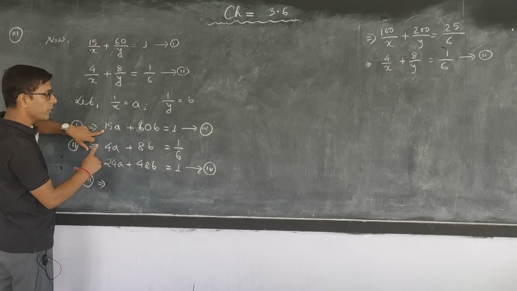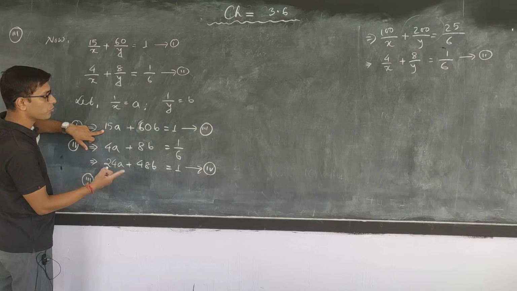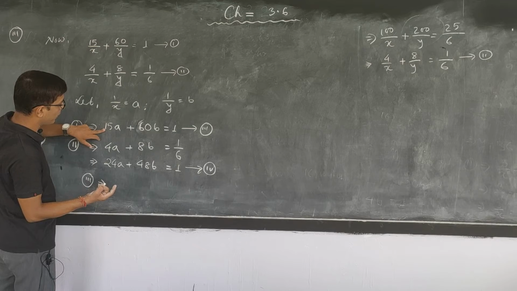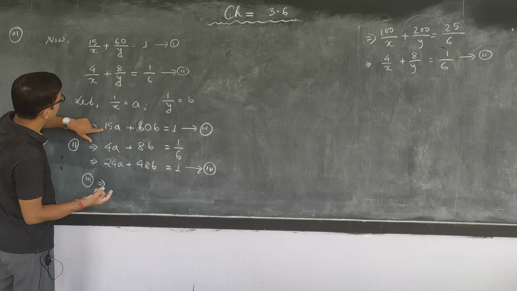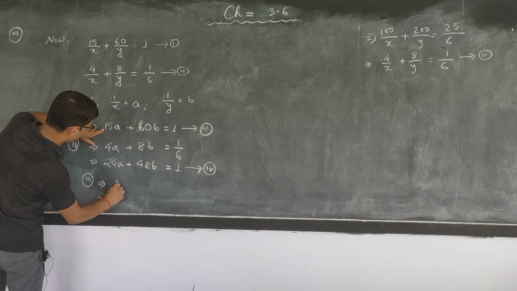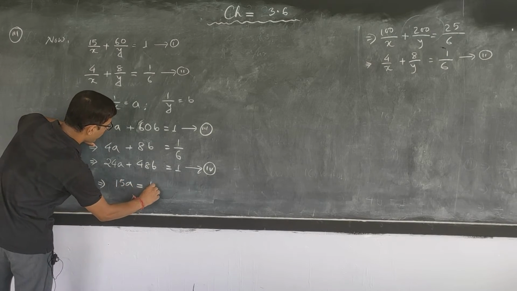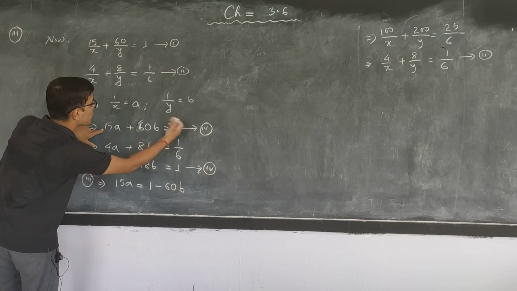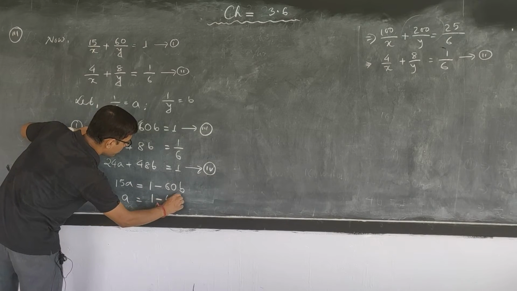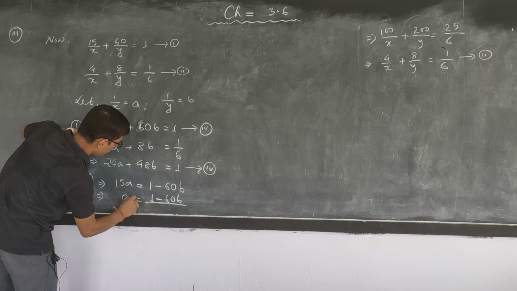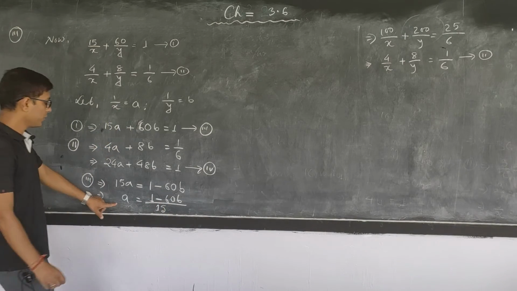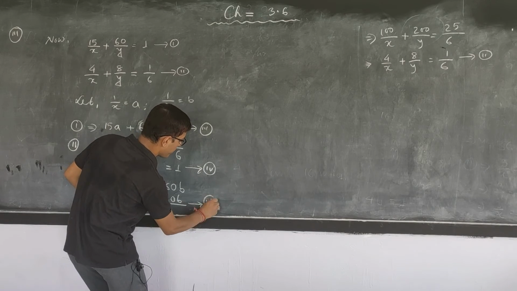You can use any method, cross multiplication, substitution, elimination, any method you can use to solve these two equations, to get the value of a and b, and finally the value of x and y. Okay, so equation 3, we have 15a = 1 - 60b. I am taking 60b to that side. a will be equal to (1 - 60b) upon 15. Clear?